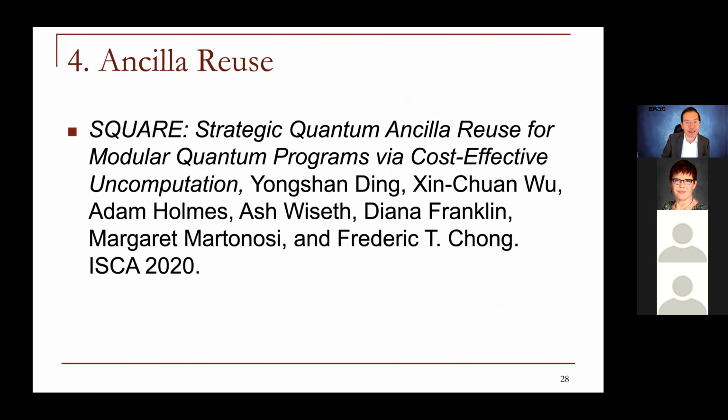But let's go back to the compiler level. So in our fourth example, what we're going to look at is how to make better use of our qubits. And what we're going to do is try to reuse some of our qubits for different parts of our computation, in particular ancilla qubits.